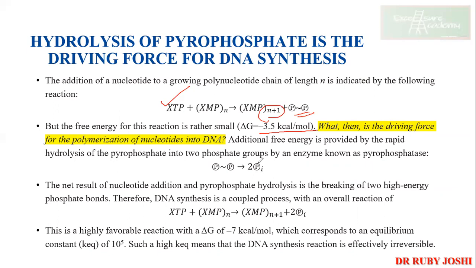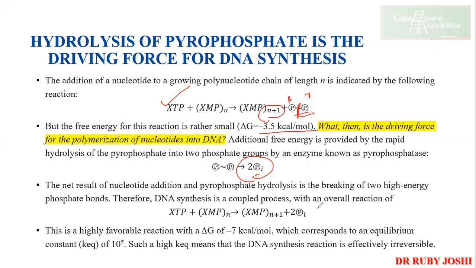Okay, which is less. But when pyrophosphatase breaks down this bond between the beta and the gamma, when it is breaking this bond, energy is released. Whenever a bond is broken, energy is released. When a bond is made, energy is absorbed. So during this pyrophosphatase action, breaking the bond needs water, which is called hydrolysis. This results in a good amount of energy.